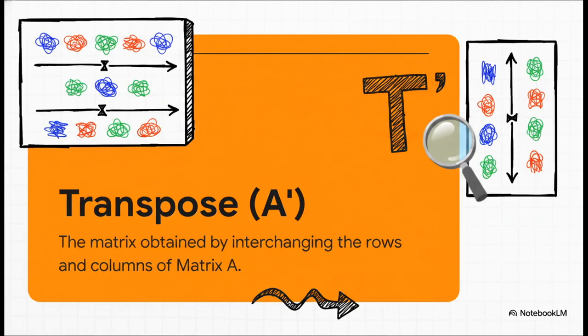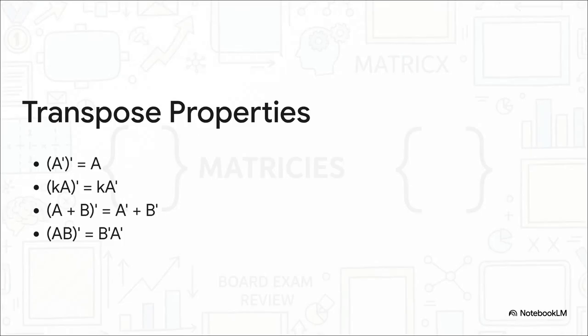It's usually marked by a little apostrophe or a capital T next to the matrix name. Oh, and remember how this flips the order? If your original matrix was a 2 by 3, your transposed matrix automatically transforms into a 3 by 2. You're going to want to take a mental screenshot of these properties right now because they absolutely will show up in your proofs. If you transpose a matrix twice, you just revert back to the original matrix.